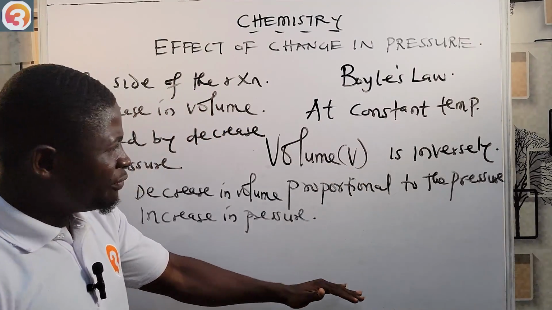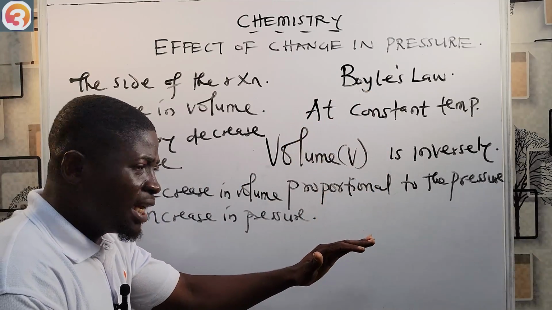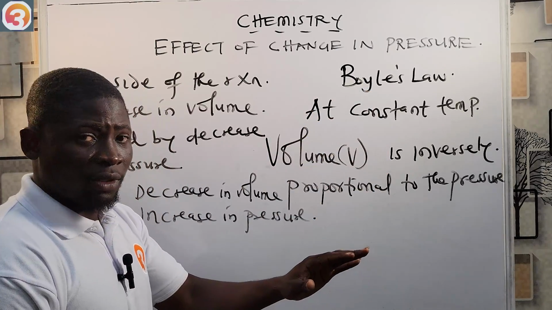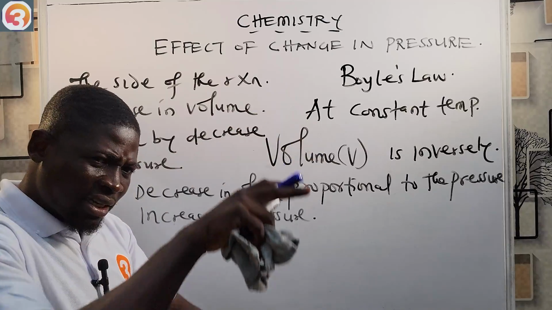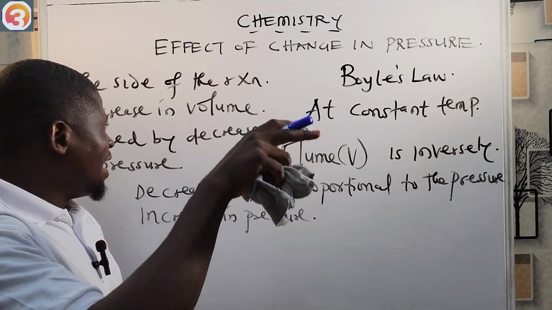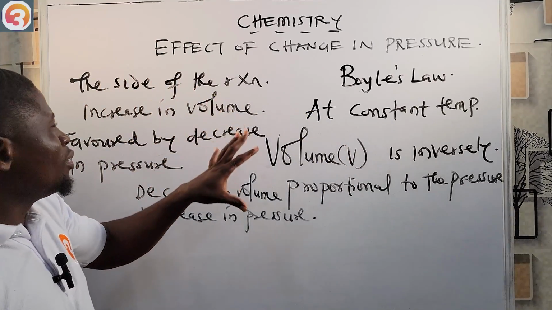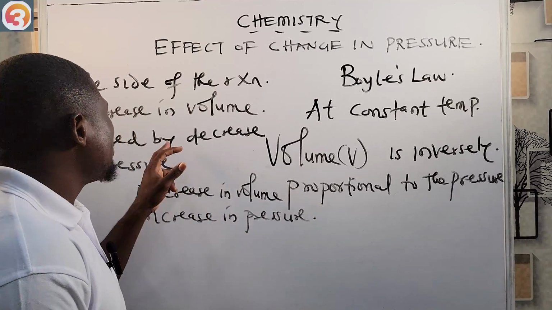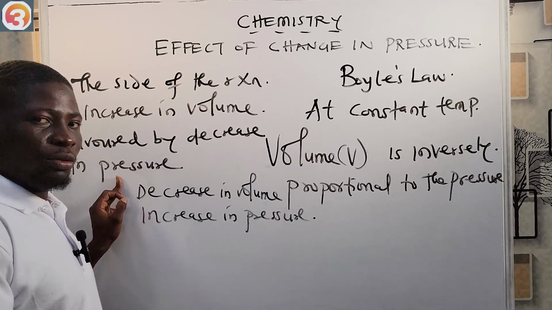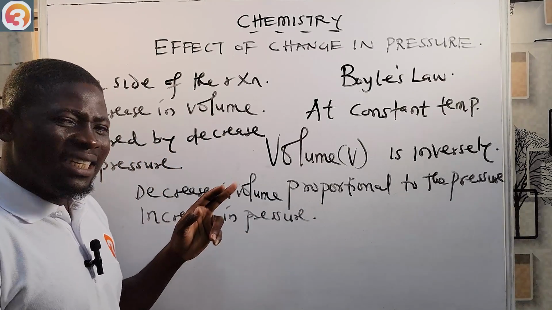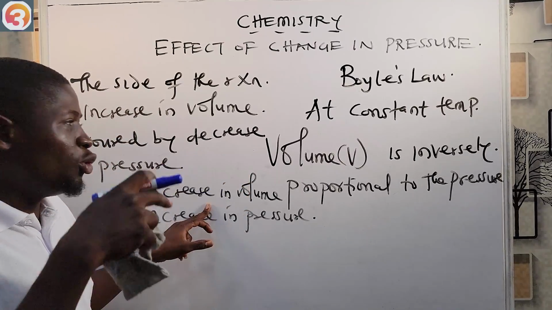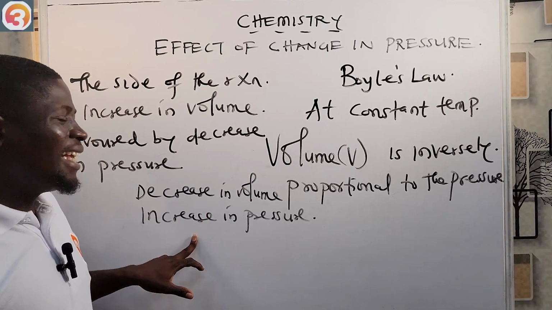So Boyle's law has already stated that volume is inversely proportional to pressure. So that means if volume rises, pressure falls. If pressure rises, volume falls. You get it now. So it's opposite, vice versa. So the side of the reaction that is showing an increase in volume will be favored by a decrease in pressure, while the side of the reaction that is showing a decrease in volume will be favored by an increase in pressure.